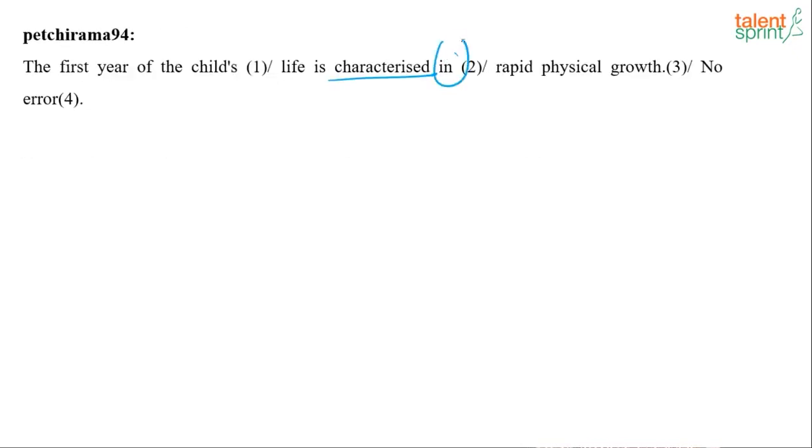Is characterized. It should be by. The preposition that we use with characterized is either characterized by or characterized with. So here it will be characterized by rapid growth, rapid physical growth, not characterized in. Alright? Yes. So the error is in option number 2, characterized by should be the right answer.